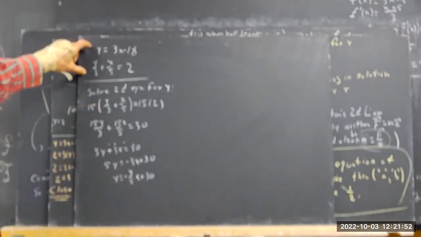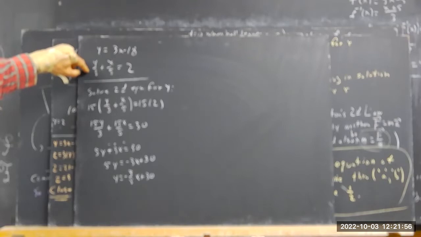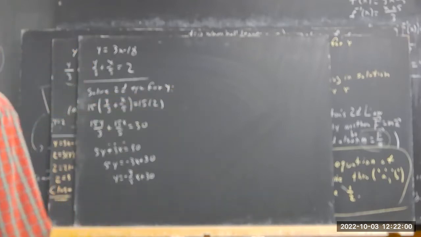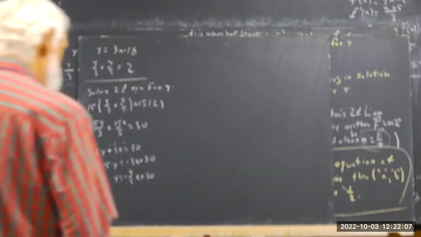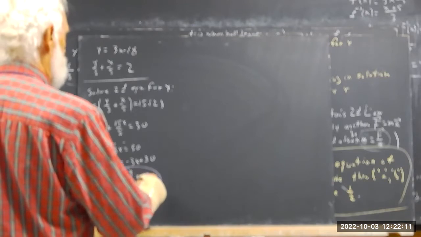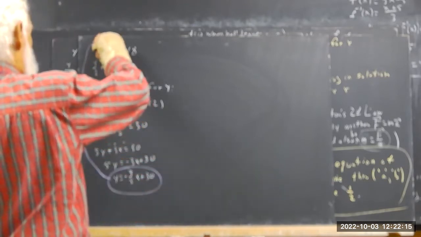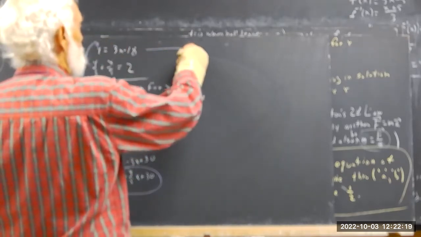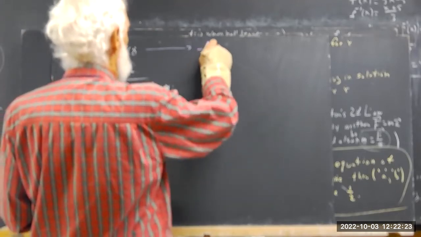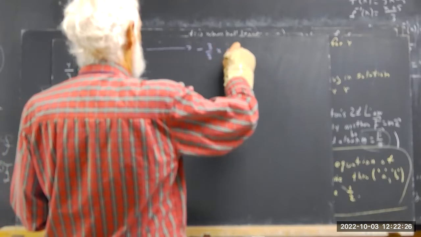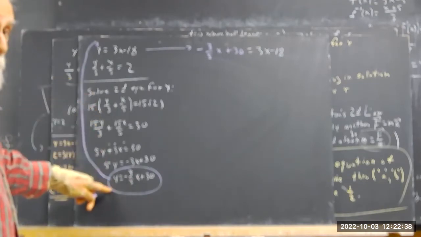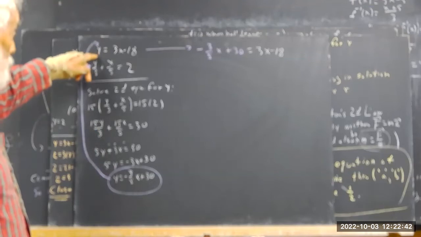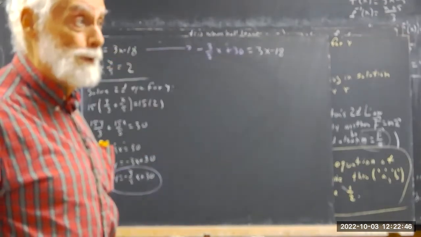Okay, so I could solve either equation for y. I chose to solve the second for y because that got me past the whole thing with the denominators. Okay, so I've got this. Now, what I do with this, I take this quantity, this expression, plug it in for y here. I take the solution to this equation for y and plug it in for y, which gives me this equation, which I can easily solve.